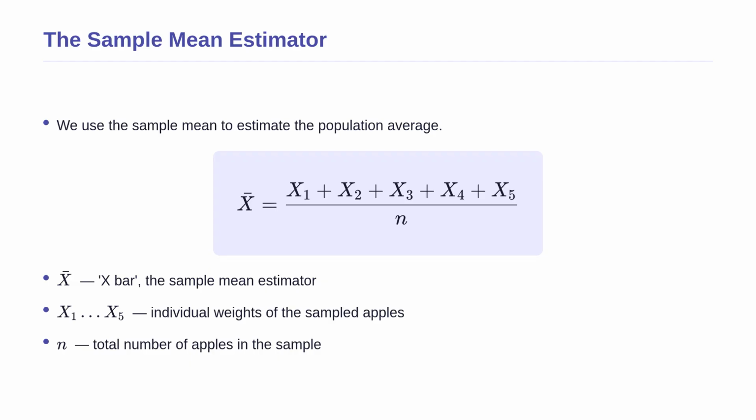To solve the farmer's problem, we need a specific estimator. We will use the sample mean. Here's the formula. The symbol x bar represents the sample mean. To calculate it, we add up the individual weights of our 5 apples, represented by x1 through x5. Then, we divide that total by n, which is the number of apples in our sample. This simple averaging process gives every apple an equal voice. As the sample size n increases, this estimator generally becomes much more accurate.